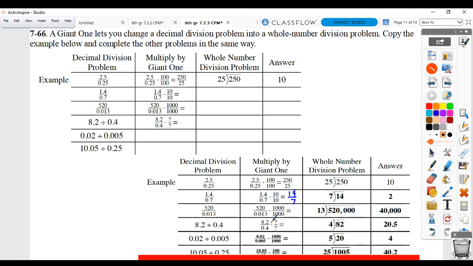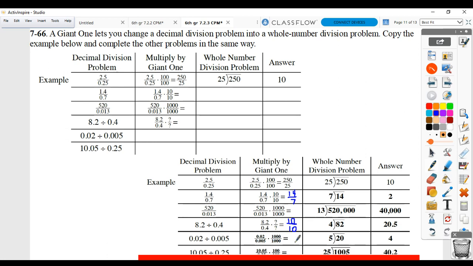Here we have 8 and 2 tenths divided by 4 tenths. How do we clear out the decimal? We'd multiply by 10 over 10. So the missing part here should be 10 over 10. And that would replace the question mark over question mark. This is your giant 1, basically, which gives you 82 divided by 4, which gives you 20 and a half, or 20 and 5 tenths.